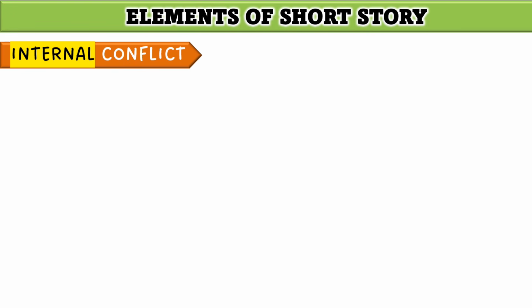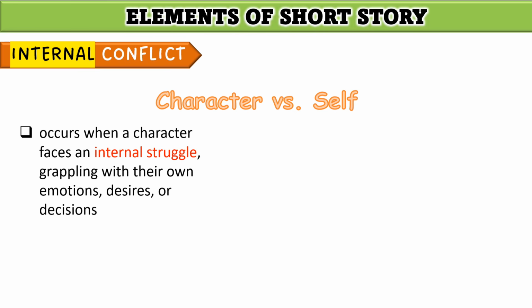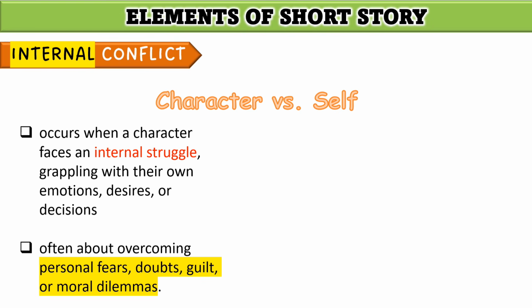Going back to our discussion on the types of conflict, here are some examples for each type. Under internal conflict is character versus self. It occurs when a character faces an internal struggle, grappling with their own emotions, desires, or decisions. This type of conflict is often about overcoming personal fears, doubts, guilt, or moral dilemmas.